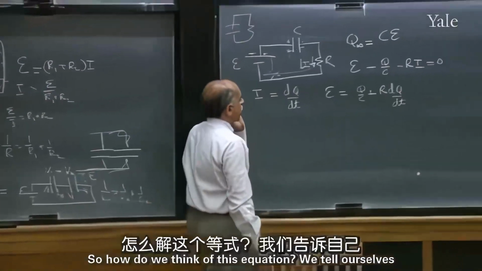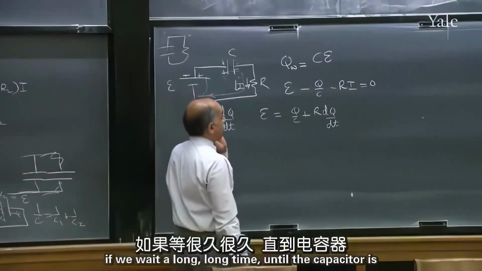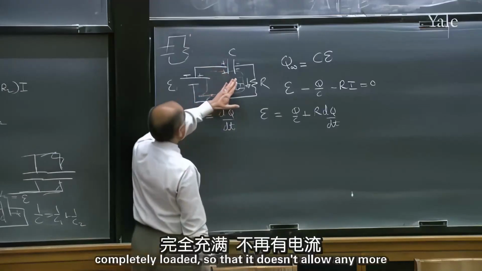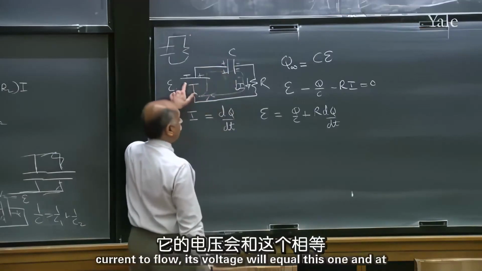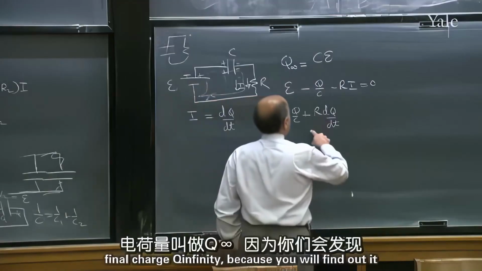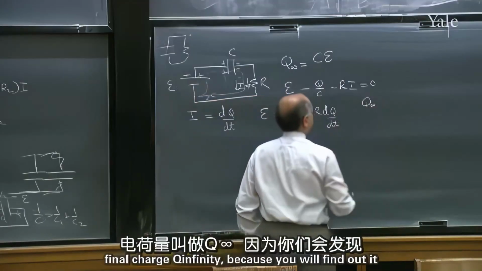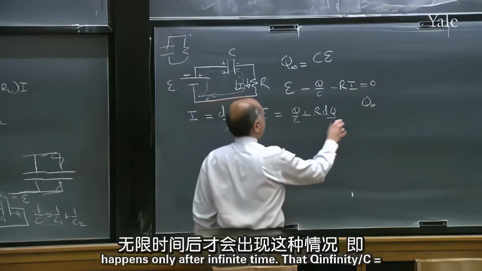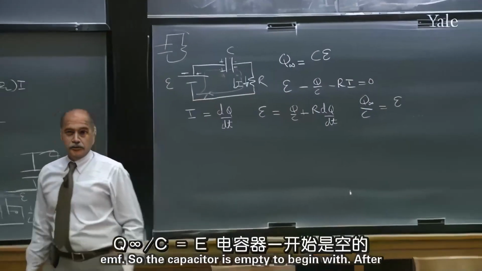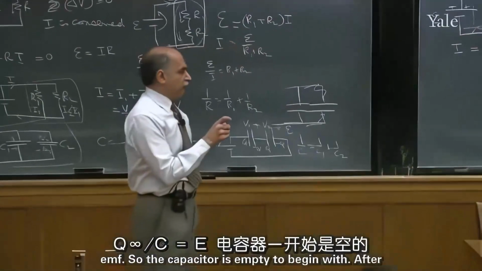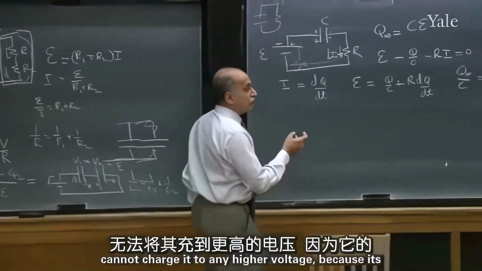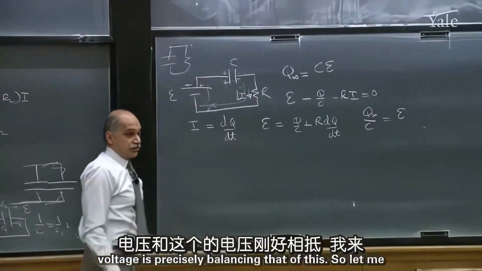So how do we think of this equation? We tell ourselves, if I wait a long, long time till the capacitor is completely loaded so that it doesn't allow any more current to flow, its voltage will equal this one, and at that point, dq dt will vanish. And let me call that final charge Q infinity, because you will find out it happens only after infinite time. That Q infinity over C is equal to your EMF. So the capacitor is empty to begin with. After infinite time, it's fully charged, meaning this battery cannot charge it to any higher voltage, because its voltage is precisely balancing that of this.